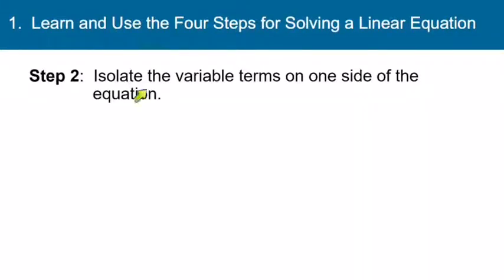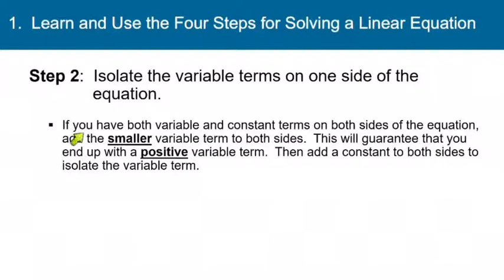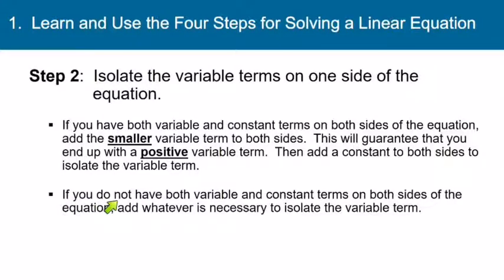Step two is to isolate the variable terms on one side of the equation. This involves using the addition property of equality. As we've said before, if you have both variable and constant terms on both sides of the equal mark, then you should add the smaller variable term to both sides. And what this does is it guarantees that you end up with a positive coefficient on your variable term. And then you can add a constant to both sides to isolate the variable term. However, if you do not have both variable and constant terms on both sides of the equal mark, then just add whatever's necessary to isolate the variable term.